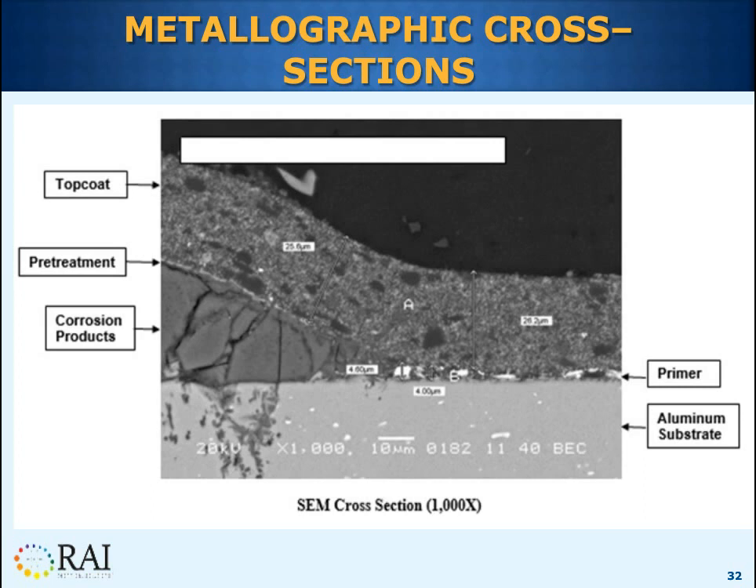What this particular micrograph shows is that the paint and the primer lifted off the surface along with the pretreatment, and you can see the corrosion product underneath the paint but on top of the aluminum, which actually forced the paint to lift from the aluminum surface.